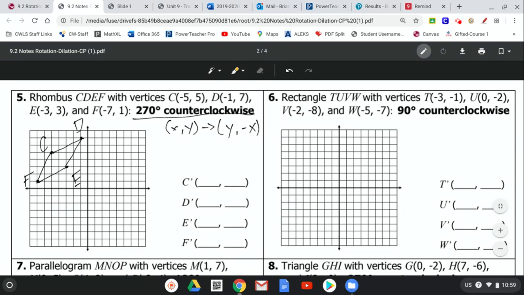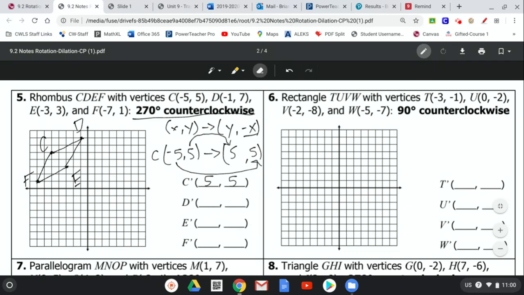So if we're going to do this, we start off with C. C is at -5, 5. So what happens is that 5 right there, that was the y coordinate, comes into the first position over here and becomes 5. All right, we don't change the sign. Now, the x coordinate moves to the second position over here and becomes a +5 as well because we changed the sign. So the coordinate for C prime is just going to be 5, 5.